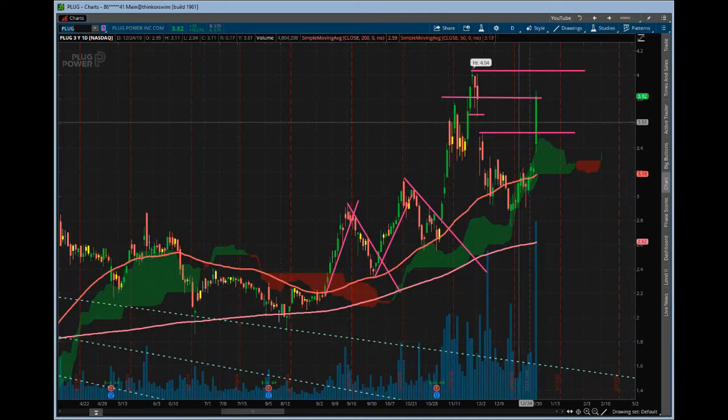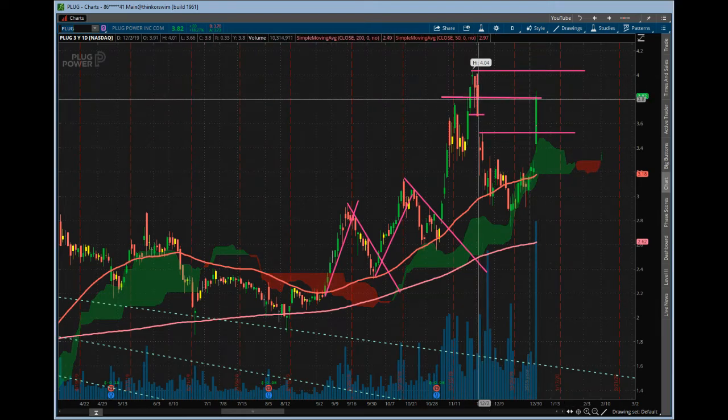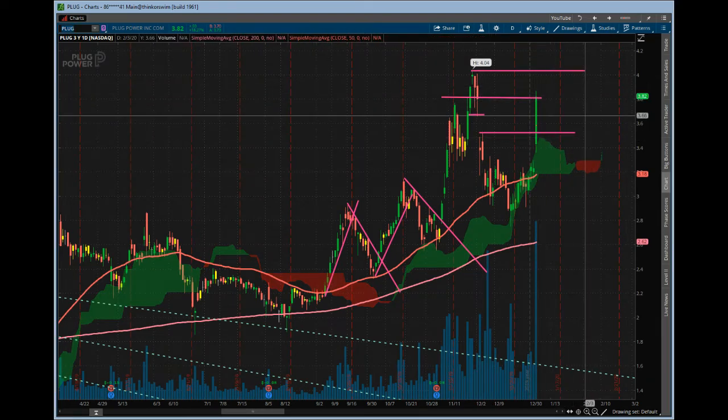Yeah, so Plug's pretty good. Nice gap and go today, right out of the cloud. Beautiful gap fill, closing the gap, tested. Nice move on Plug today. Good stuff.